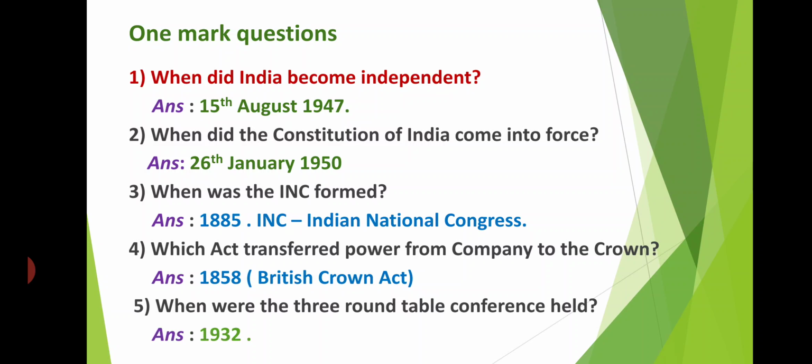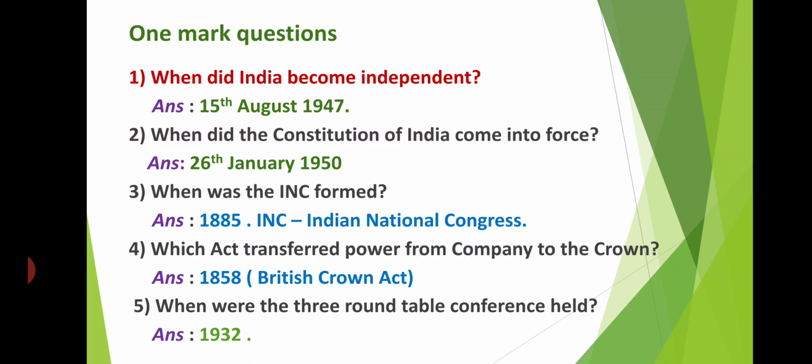Dear students, you should understand: first round table 1930, second round table 1931, so third round table in the year 1932. These are sequence-wise, you should understand this one point. But you should write only the answer, 1932. In the year 1932, the third round table conference was held.